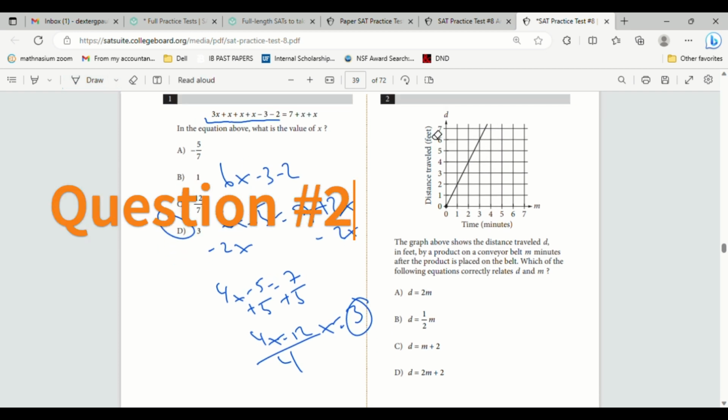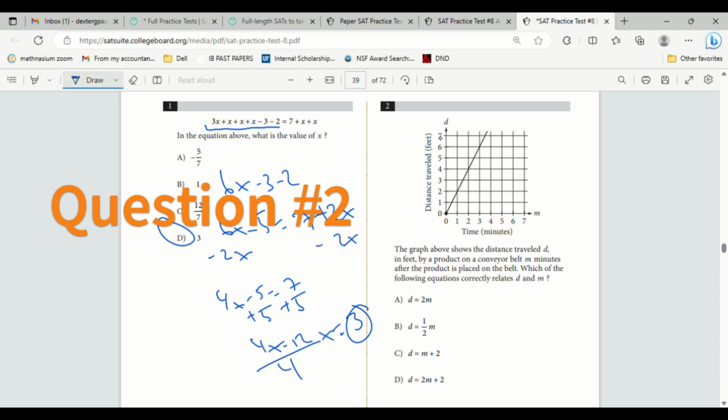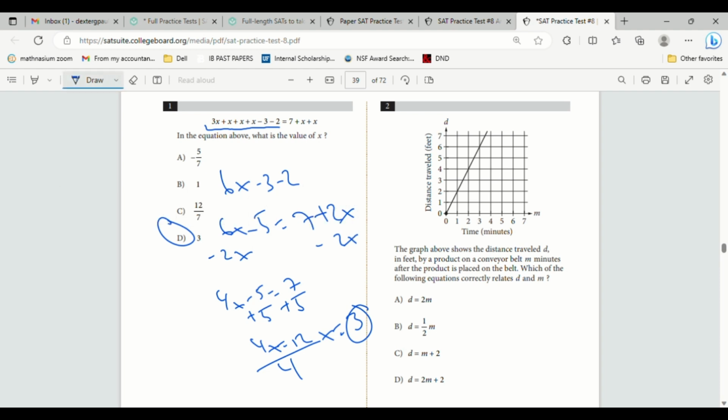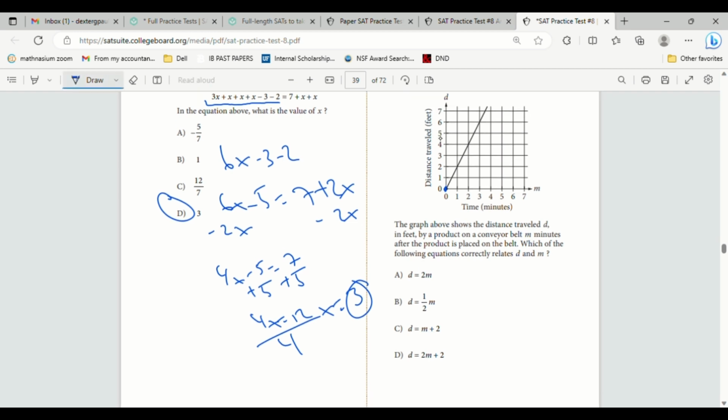Number 2, the graph above shows the distance traveled D in feet by a product on a conveyor belt m minutes after the product is placed on the belt. Which of the following equations correctly relates D and m? So this question is asking us, what is the equation of this line? So we see that it goes through the origin. That means there's no y-intercept, or there's no plus 2, because that means that the line would have started at y of 2.